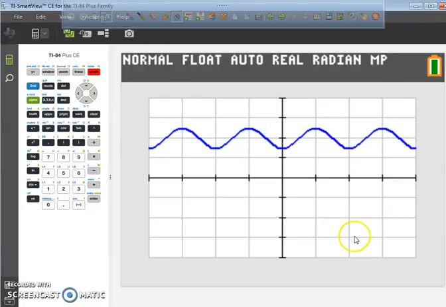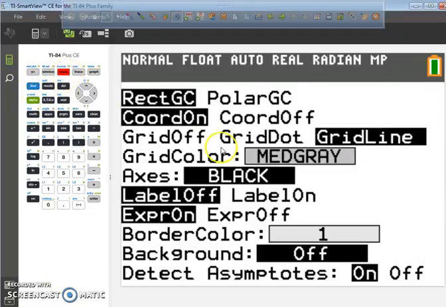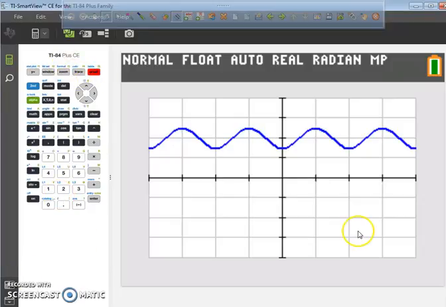There's your graph right there. Now, to get to the grid, go second, zoom, then go over here to turn the grid line on. Here looks different. Okay, we go back to the graph. All right, so here's our graph.